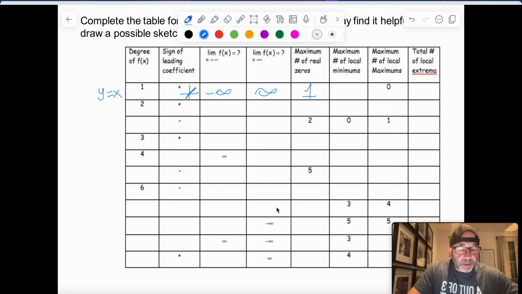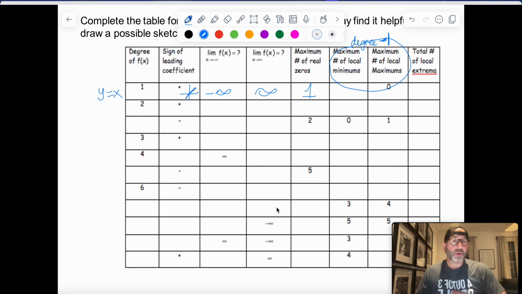How many minimums or how many maximums are there? Remember that these right here are always going to be the degree minus 1. So it's always going to be whatever the degree is, minus 1. Well, if my degree is 1, and I take away 1, I'm going to have 0. That means I should have no mins and no maxes, which means there's a total of no extrema. Okay? Let's move on to the next one.